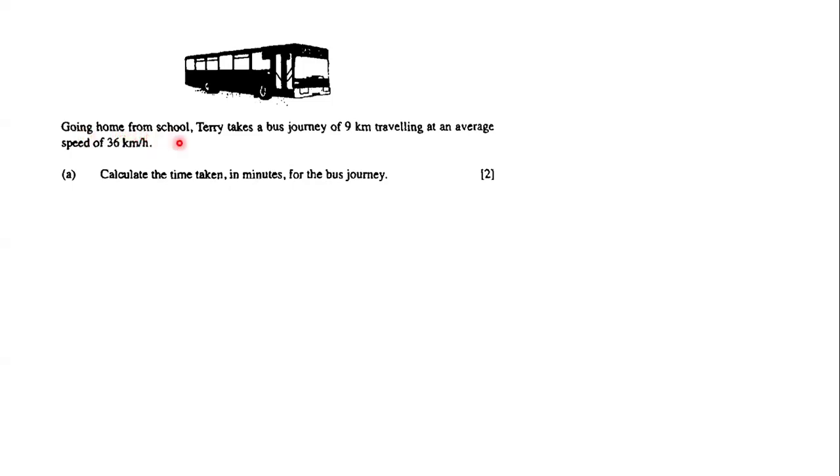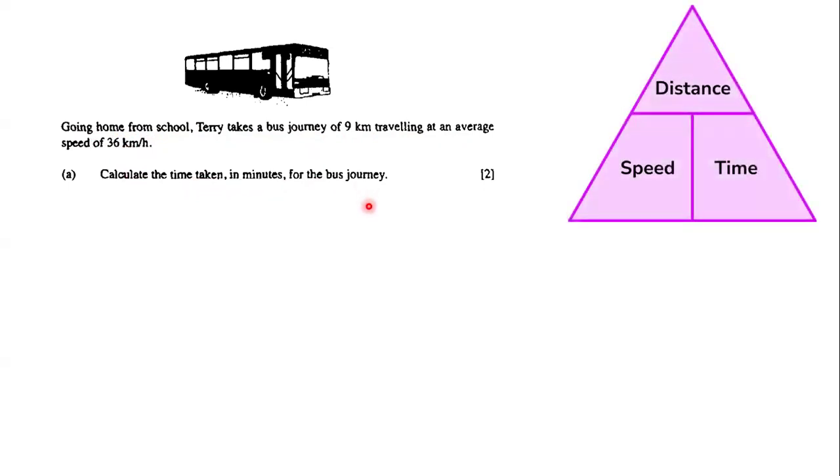Going home from school, Terry takes a bus journey of 9 kilometers, traveling at an average speed of 36 kilometers per hour. Calculate the time taken in minutes for the bus journey. Now here we're going to use the distance, speed, and time triangle. Our goal is to determine the time taken, and time taken is going to be distance divided by speed.